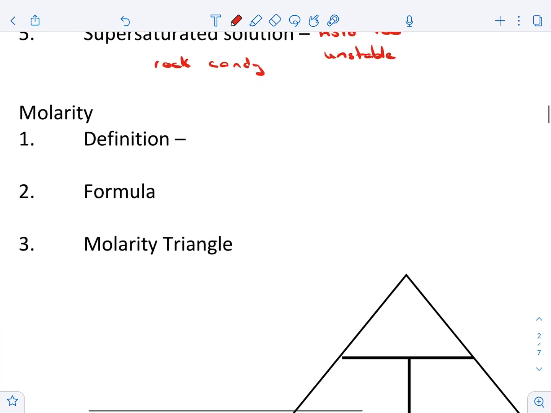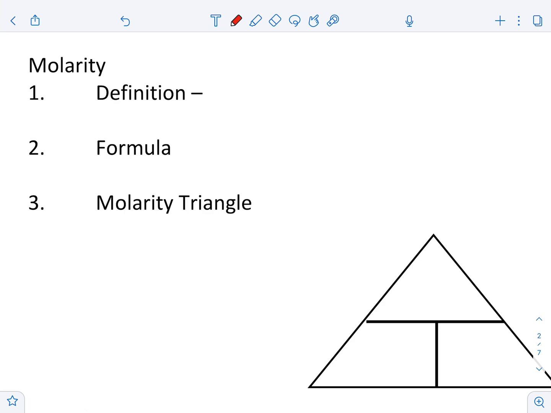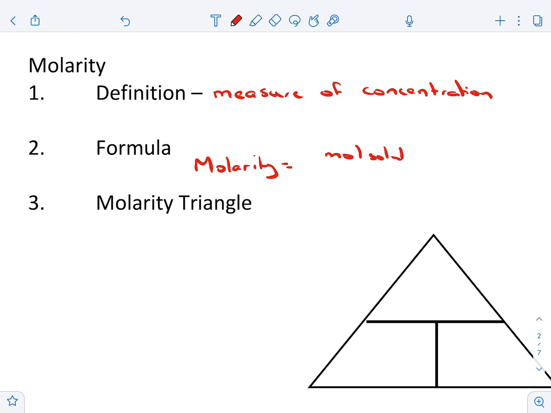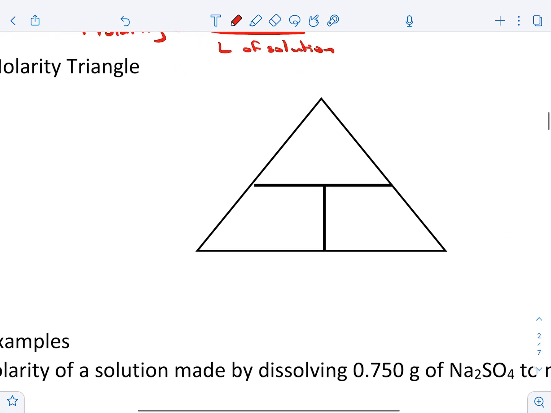Okay, but our main focus today is molarity. That's the reason for this. All right, molarity is a measure of concentration. And if we think in terms of concentration, we're thinking in terms of how much is dissolved in there, which goes back to our saturated, unsaturated, and supersaturated. All right, our formula for molarity is fairly simple. We have molarity is equal to moles of solute over liters of solution.